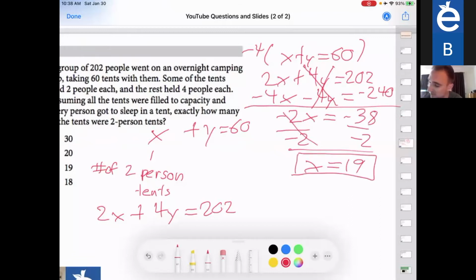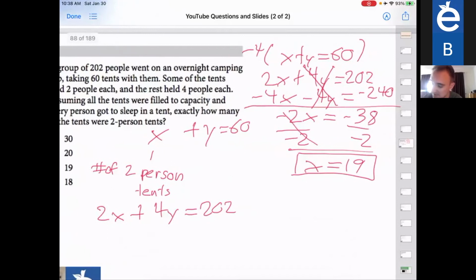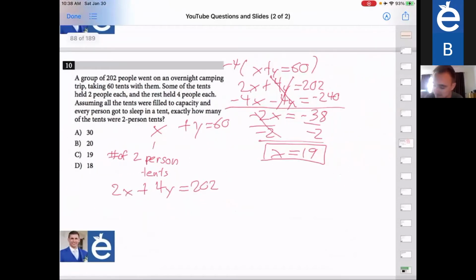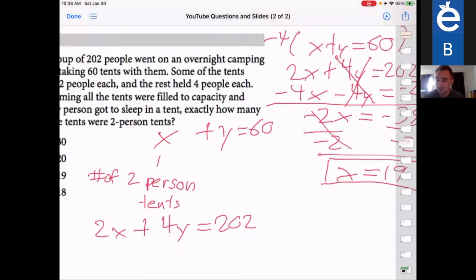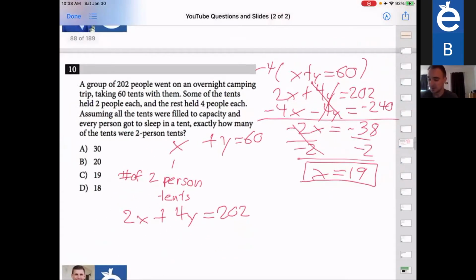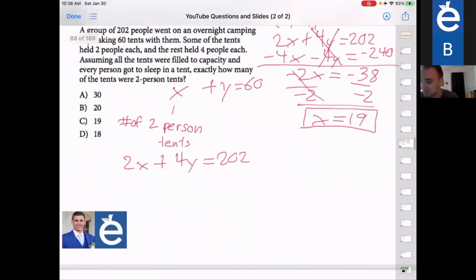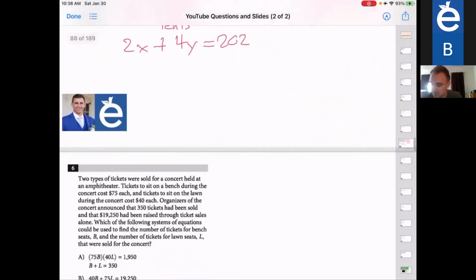That makes sense. I have 19 2-person tents. If I wanted to check, I could say, if x is equal to 19, then in x plus y equals 60, I must have 41 4-person tents, and then I could multiply, 4 people in 4-person tents, 41 of them. Do the same for our x terms, 2 people in a 2-person tent times 19 tents, and it should add up to 202. They're just asking for the number of 2-person tents, so that's all we need to do there.